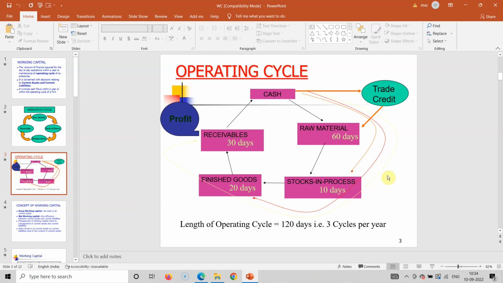When I put certain money on credit or cash, I buy raw material and I sell it as finished goods to any buyer. Now this gives me a profit. The length of the operating cycle is 120 days, that is 3 life cycles per year, right?